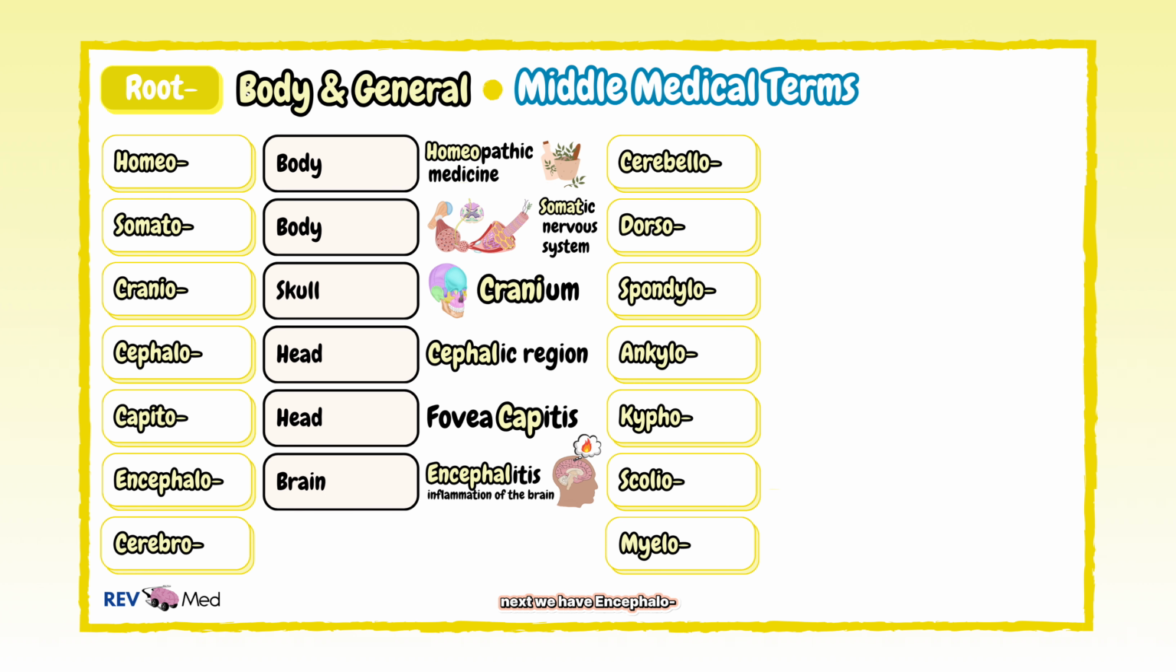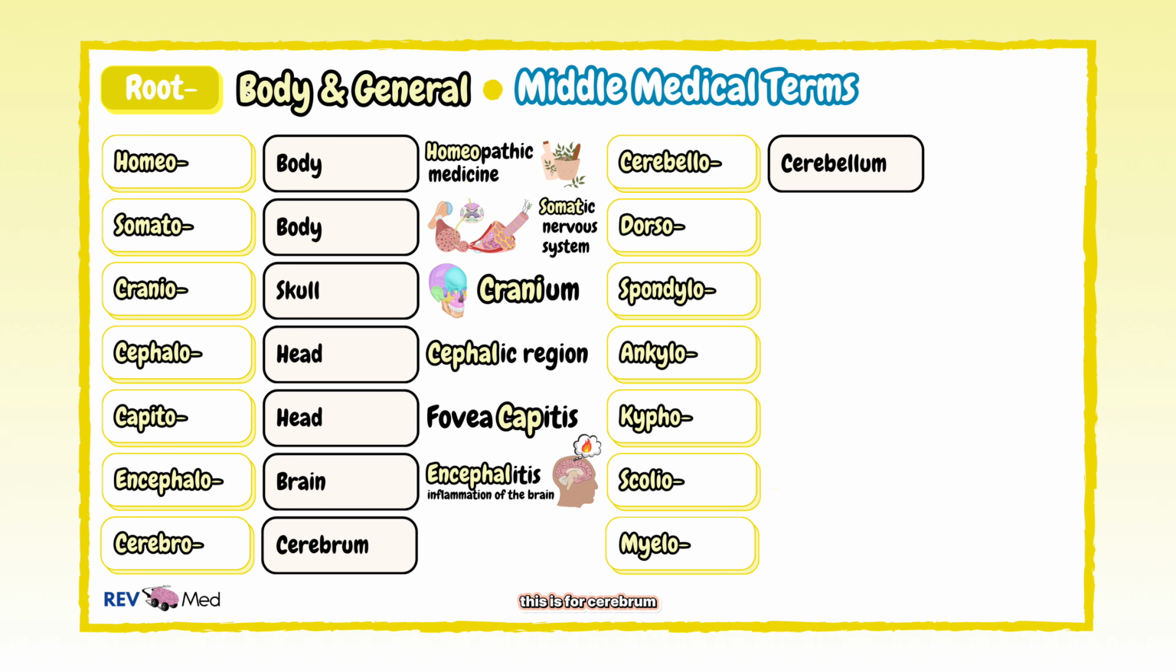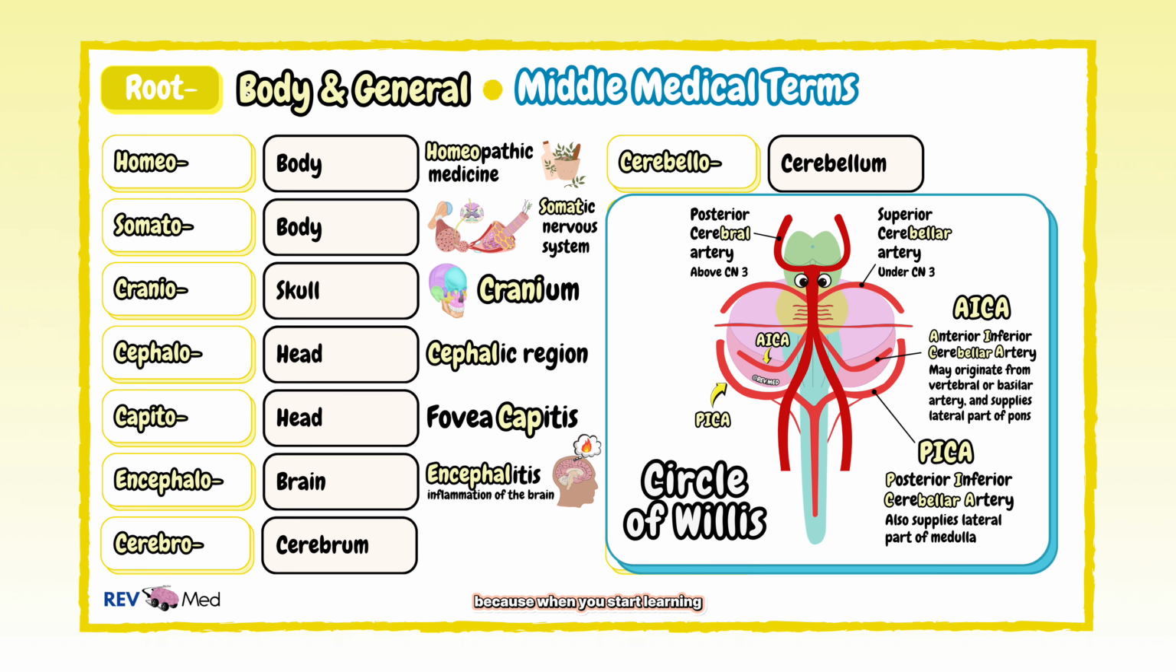Next we have encephalo for brain. The condition known as encephalitis, which uses the suffix itis, meaning inflammation, is an inflammation of the brain. Cerebro, well bro, this is for cerebrum. Cerebello is for cerebellum. Don't confuse cerebro and cerebellum, because when you start learning the arteries in the circle of Willis, things will get overwhelming, like PICA and ICA for posterior and anterior cerebellar arteries, and anterior, middle, and posterior cerebral arteries. Just be careful.